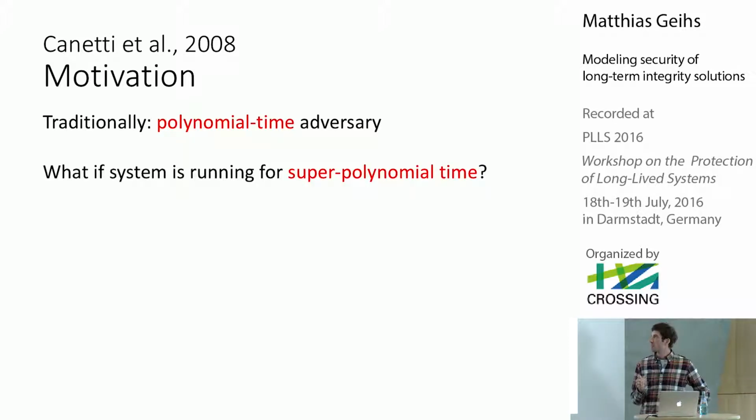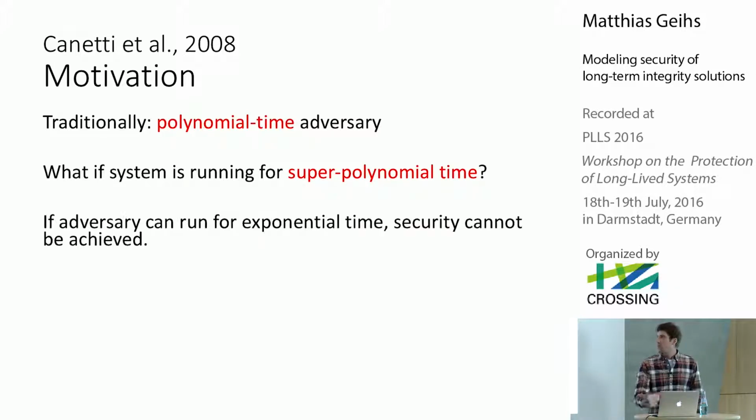However, then the question is, if we have a system which is really running for a long time, maybe a super polynomial time, what does it mean then, if the adversary is not allowed to run as long as the system is running? And if we really allow the adversary to run for exponential time, then achieving security is actually kind of difficult, so usually you want a polynomial bounded attacker because otherwise you cannot prove security.